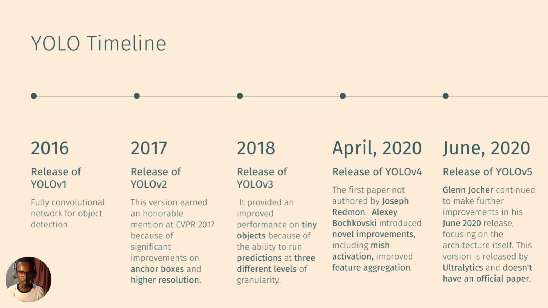In April 2020, YOLO v4 was released, and starting from YOLO v4, Joseph Redmon wasn't working on YOLO anymore. So we have Alexey Bochkovskiy, who introduced novel improvements and also used for the first time the Mish activation function, and also improved the feature aggregation process. The Mish activation function is actually a different kind of activation function, and in the next video, we'll see the activation function in detail so that we can really understand what's happening there.